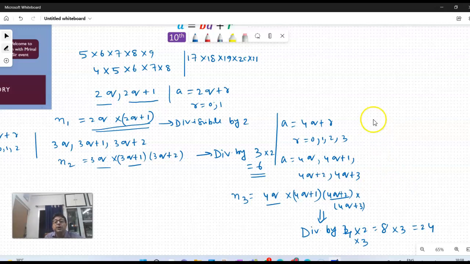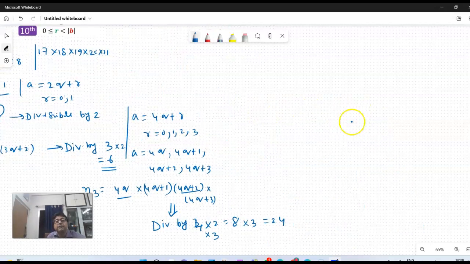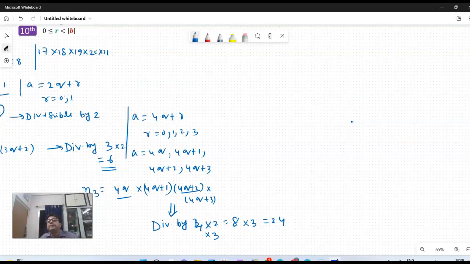The question is, what will happen if there is a product of 5 consecutive integers? So before we prove this, we will keep this in our mind: the product of 2 consecutive integers is always divisible by 2. The product of 3 consecutive integers is always divisible by 3. The product of 4 consecutive integers is always divisible by 2 into 3 into 4, that is 24. This is proved already. Now let us see what will happen when you consider the product of 5 consecutive integers.